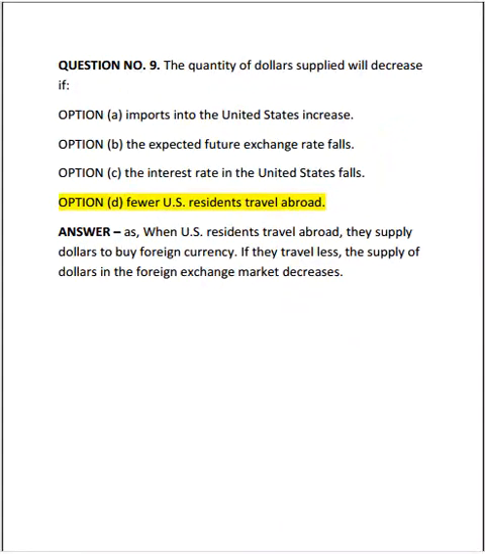Question No. 9. The quantity of dollars supplied will decrease if. Option A. Imports into the United States increase. Option B. The expected future exchange rate falls. Option C. The interest rate in the United States falls. Option D. Fewer U.S. residents travel abroad. Answer. As when U.S. residents travel abroad, they supply dollars to buy foreign currency. If they travel less, the supply of dollars in the foreign exchange market decreases.